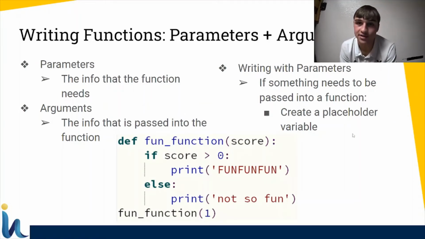Writing functions, parameters, and arguments. So parameters are the information that the function needs, whereas the arguments are the info that is passed into the function. So within this right now, score is a parameter, but when we call it, we pass in arguments. So they're essentially referring to the same thing, just at different stages. And writing with parameters, if something needs to be passed into a function, you have to create a placeholder variable, and that's what a parameter is, essentially. So score is a placeholder until we put in 1 for this.